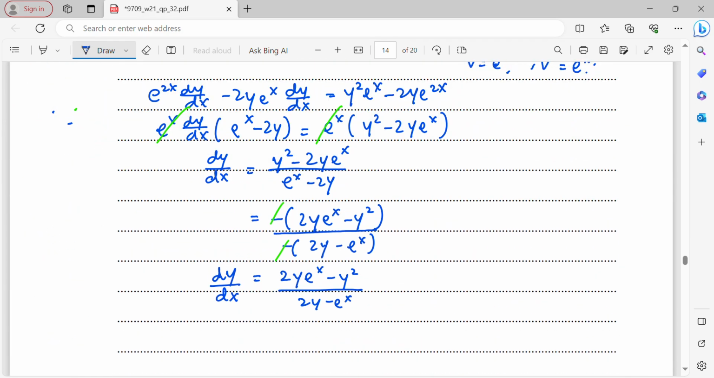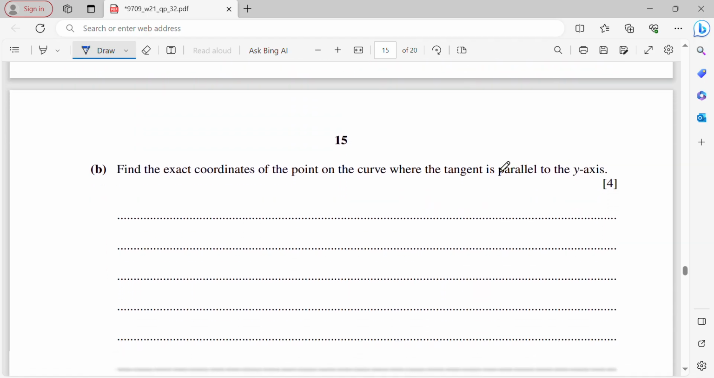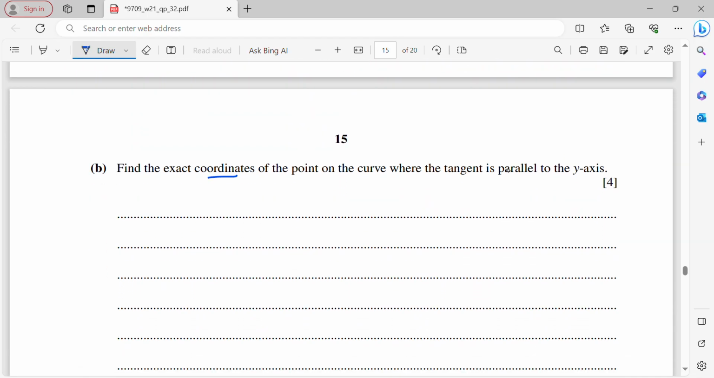Alright, so we have shown this correctly. Now, B, find the exact coordinates of the points on the curve where the tangent is parallel to the y-axis. Let's say this is the x-axis, here is the y-axis. Normally, if this is a graph, the tangent is parallel to the x-axis means dy/dx equals 0.